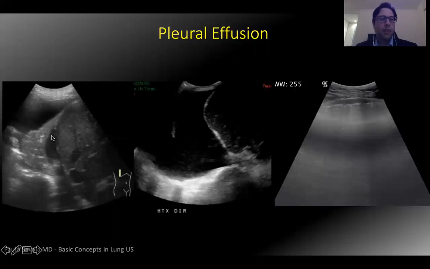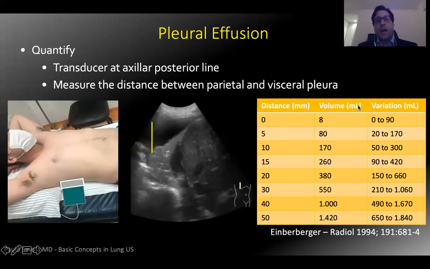Okay, these are some examples of pleural effusion. No secret here. You see liquid anechoic structures. Okay, this is a big pleural effusion here. This is a loculated pleural effusion here. You can see well the parietal pleura and the visceral pleura here. Okay, just some examples. However, to quantify pleural effusion, everybody wants to quantify pleural effusion.